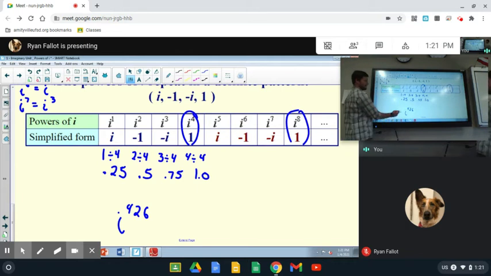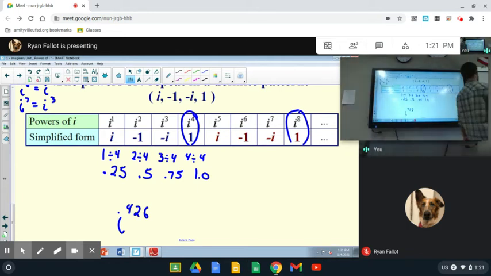So take a second. i to the 462. Plug that in your calculator. 462 divided by 4 will have a remainder of a point something something. From there, you're going to do 426 divided by 4 and see what you get as your remainder. And that will tell you your answer.